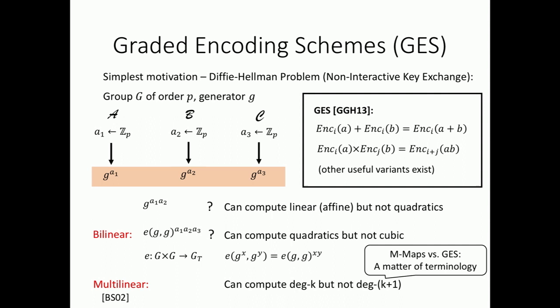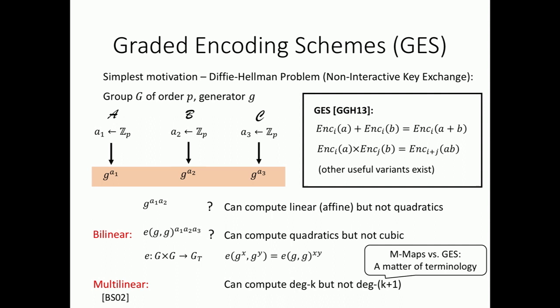So this is the very basic setting. There are additional very useful variants. You can think about these levels not just as scalars but as vectors, and then you get richer functionality. But for this talk, just think about this very basic setting, and you should be able to do it up to level k, but not beyond this point. That's the ideal functionality that you'd want.